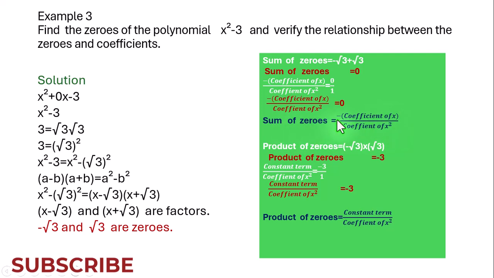Sum of zeros is equal to minus coefficient of x upon coefficient of x square. Then the product of zeros, minus root 3 into root 3, is minus 3. So the product of zeros is equal to minus 3. Constant term upon coefficient of x square: the constant term is minus 3 and the coefficient of x square is 1, so it is equal to minus 3. Here right hand side and left hand side are equal. Product of zeros is equal to constant term upon coefficient of x square.